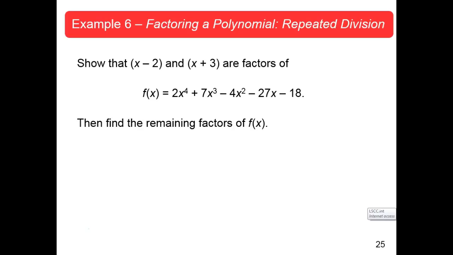Now, example 6 is a really simple one, in a sense, because they've already said these are factors, okay? We don't know whether to believe them or not, but they say they're factors, and it says show that they are, okay? And then find the remaining factors of f of x, okay? Now, there's two ways to show these are factors. Can anyone name those two ways?